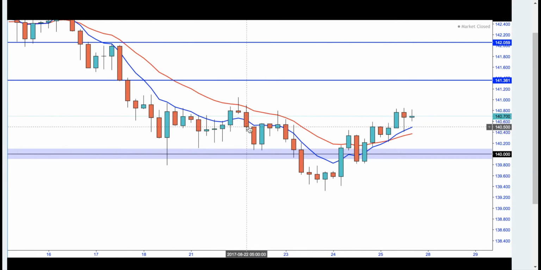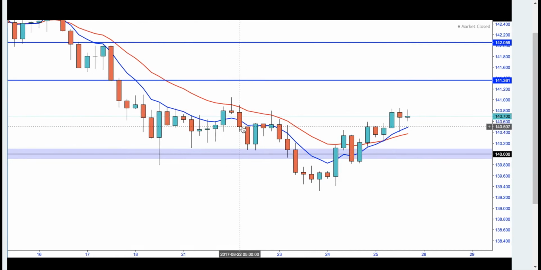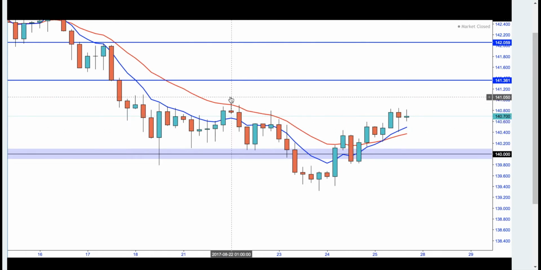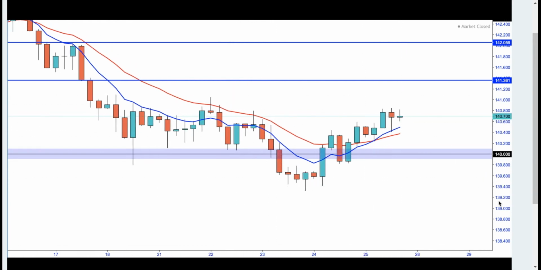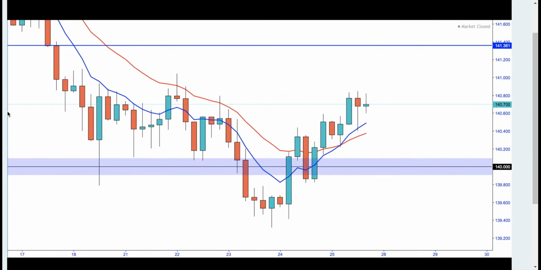Your entry would have been at the bottom right base of the closure of this candle here on the 4-hour. Stop at the formation high plus 25 pips. We're looking at 140.130 because the high of this candle is 140. Let's just say 141. Boom, and then here as well. Upside example on this GBP JPY at the moment.